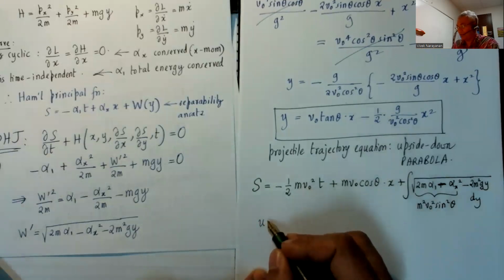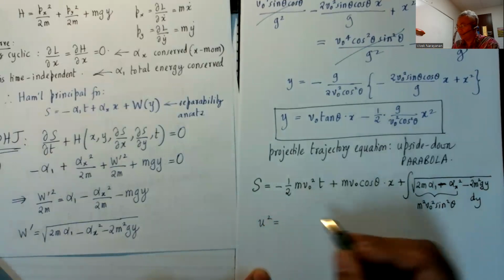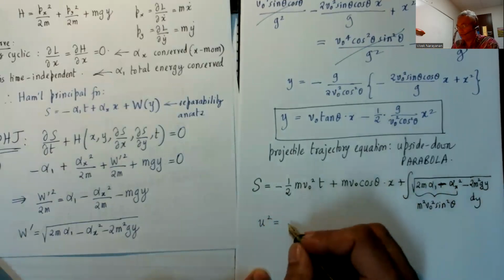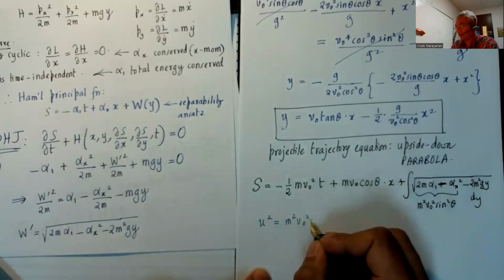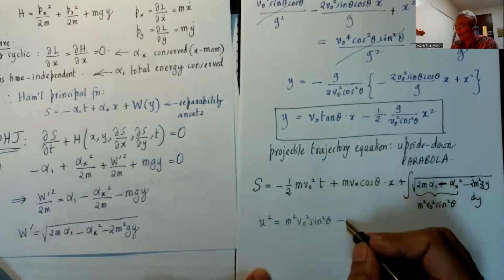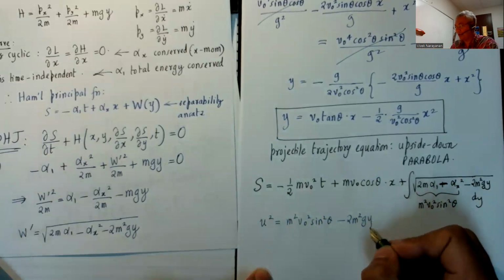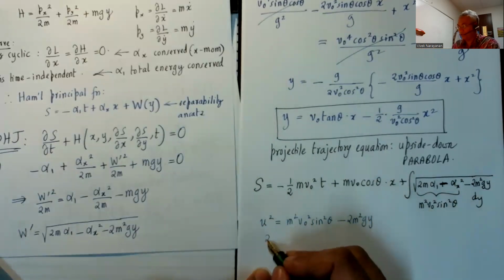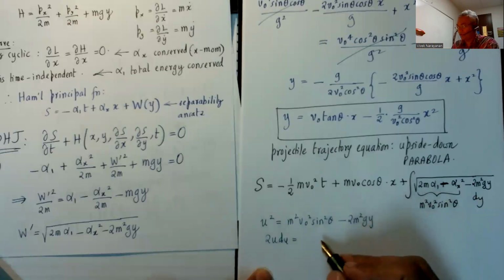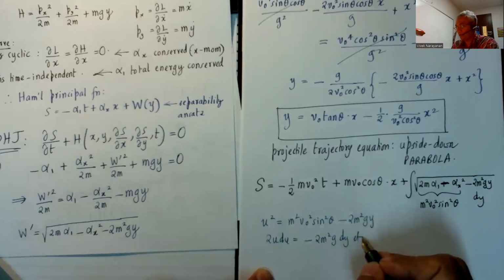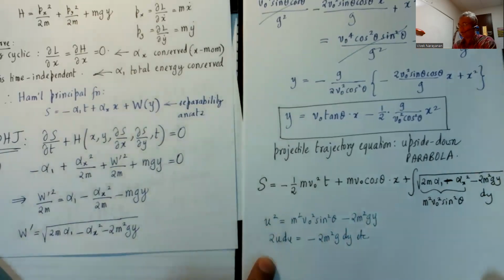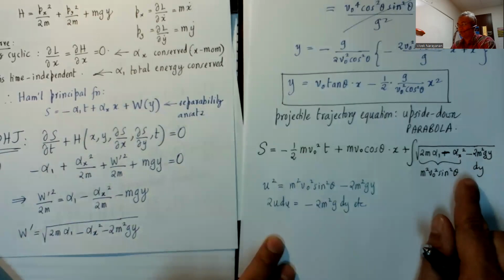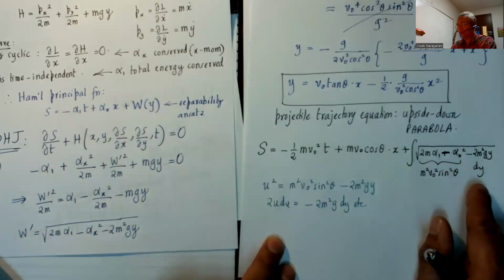So carrying my same U-squared substitution, U-squared equals, now I'm going to write this part as m squared v naught squared sine squared theta minus 2m squared g y, and then 2U dU equals negative 2m squared g dy, etc. And I carry out the algebra. That's going to be U times dy, which is going to have 1/2 U dU, so the U's will cancel out.